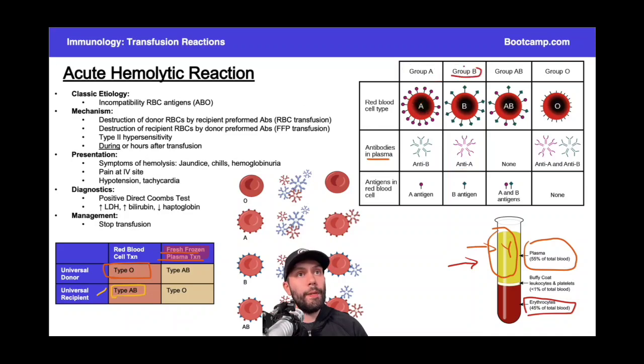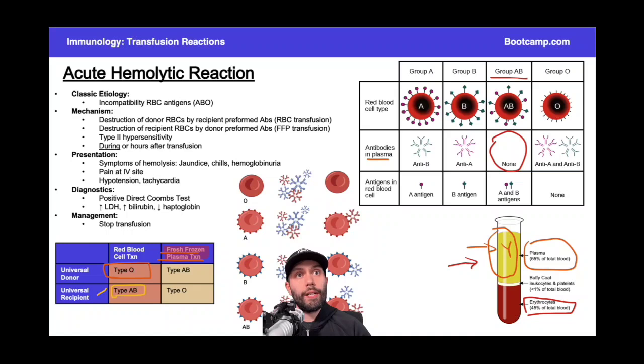The same is true if I had a group B patient and I gave them some group A plasma. If I gave them these antibodies, that would mark my red blood cells with the B antigens for destruction. So that would not be what we want to do. You might be saying, wouldn't it be simple if we just didn't give any antibodies to the red blood cells in the sample? And that's exactly what group AB blood has. It has no antibodies to A or B.